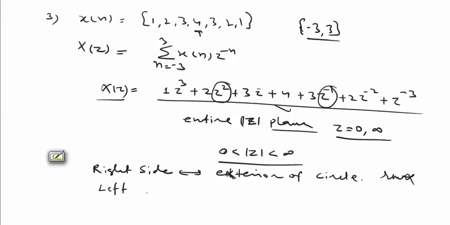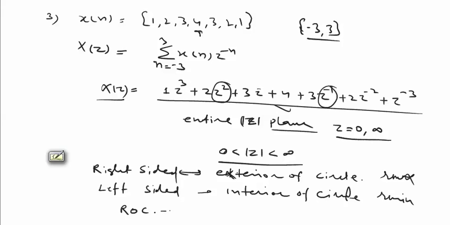Left-sided, interior of the circle, R min. If ROC includes unit circle, system is stable. Now we discuss the properties of Z transform.